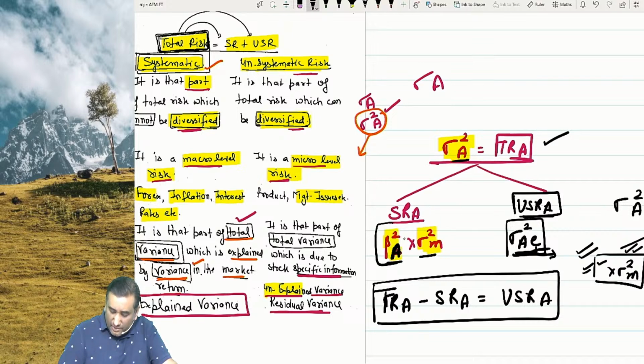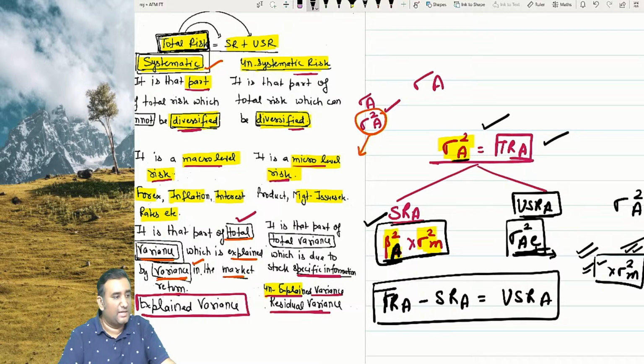This formula you have to remember. That's it. The systematic risk of A. This formula you have to remember. Sir, can we calculate the standard deviation square of A? You can easily calculate the standard deviation square. Now, let me look at a small question framed.